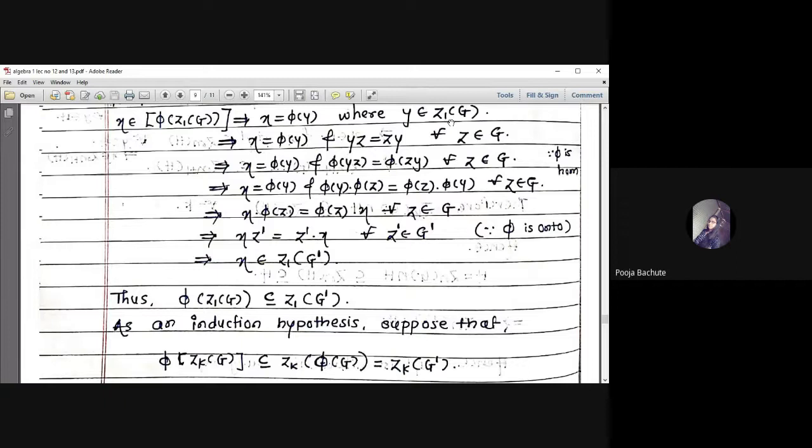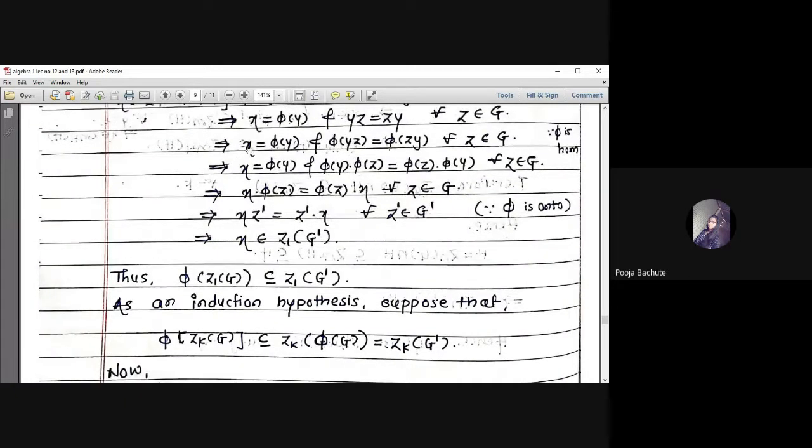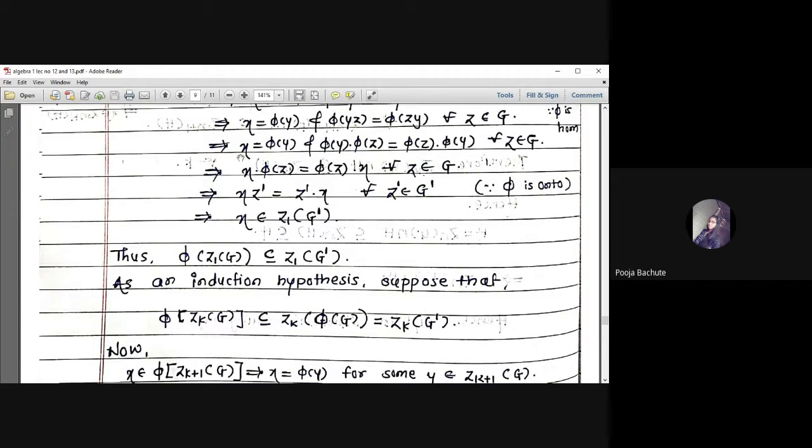Okay, so here it implies X is equal to phi of Y and taking the phi image on both sides, phi of YZ and phi of ZY for all Z belongs to G, but phi is a homomorphism, onto homomorphism. Implies that X is equal to phi of Y and phi of YZ is nothing but phi of Y into phi of Z, which is equal to phi of Z into phi of Y for all Z belongs to G.